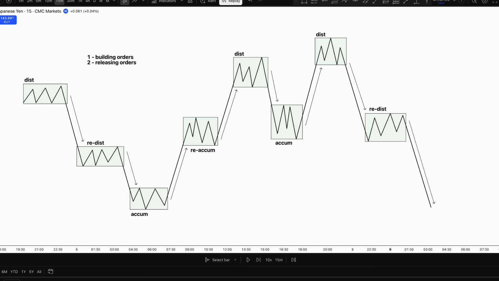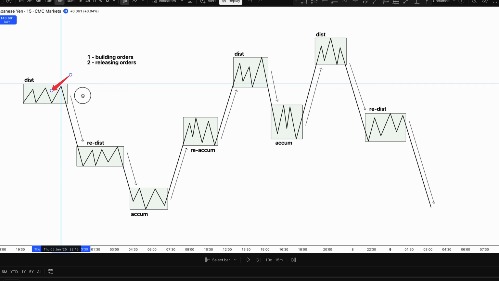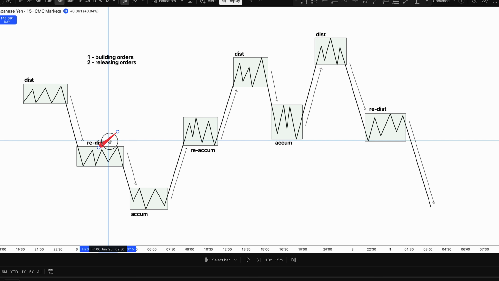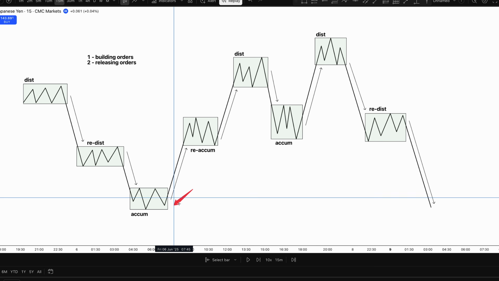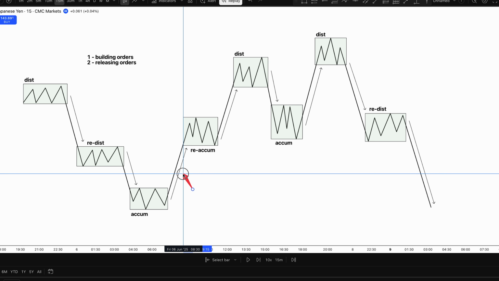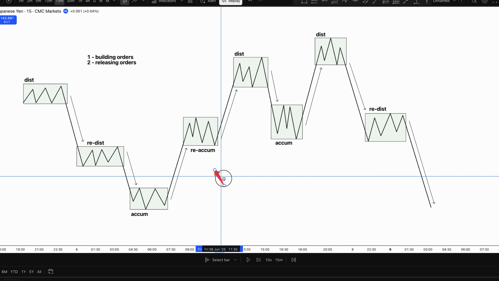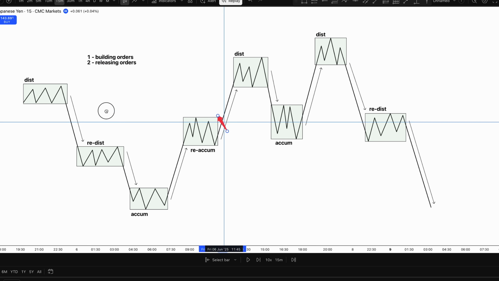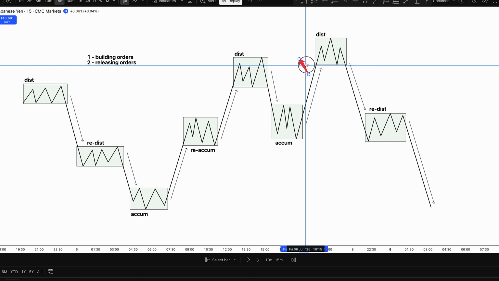The building orders phases are the time it takes to accumulate large quantities of orders in one direction or the other. So it's the distribution, the redistribution, the accumulation, and the reaccumulation phases. In distributions, we are building selling positions. In accumulations, we are building buying positions. The release of those orders is visualized by the phases of markup and markdown. When we see rallies out of accumulation phases, these are markups. When we see declines out of distributions, these are markdowns. So what we are seeing there is building of orders, release of orders, endlessly through the market, okay?